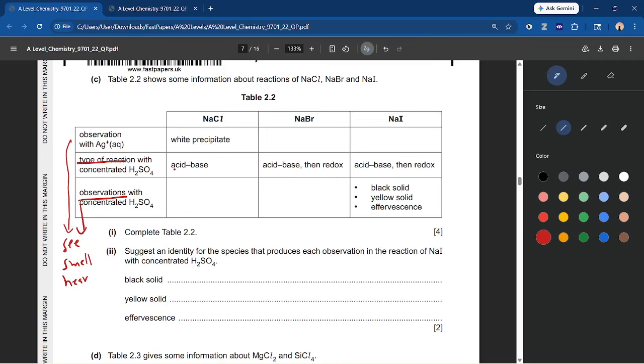So when you add silver to sodium chloride, you're going to get silver chloride. Over here, you're going to get silver bromide, and you're going to get silver iodide. This is part of the salt test sheet that you have in paper 3, so I'm not going to go over this too much. For bromide, you're going to have a cream PPT. And for iodide, you're going to have a yellow PPT.